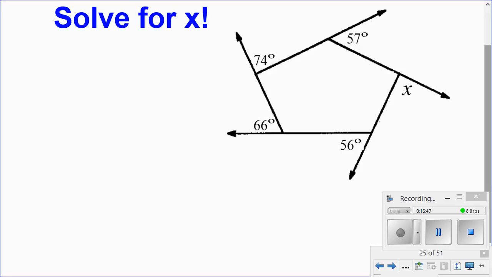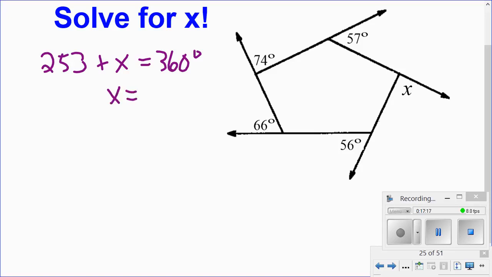So 66 plus 74 plus 57 plus 56, I'm just adding those in the calculator, is equal to 253 degrees. So 253 degrees plus x should equal 360 degrees. So I'm going to subtract 253 from 360, and that gives me x is 107 degrees.